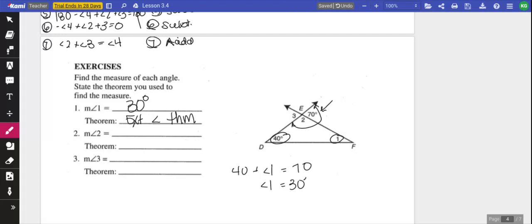Now the measure of angle 2 plus 70 equals 180. Subtract 70 from both sides, and I get angle 2 equals 110 by linear pair. And then angle 3, I noticed, is straight across from the 70, so it would also be 70 because those are vertical angles.